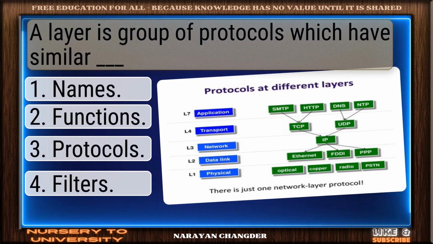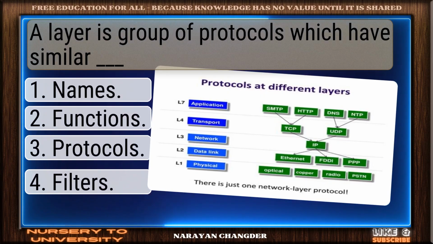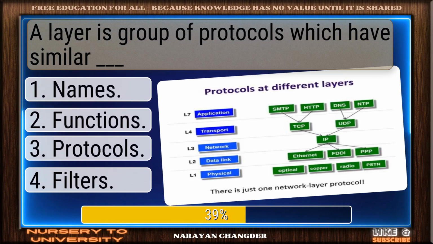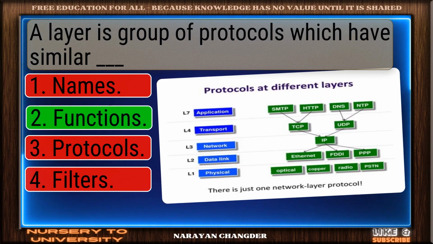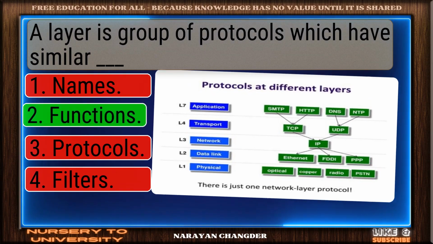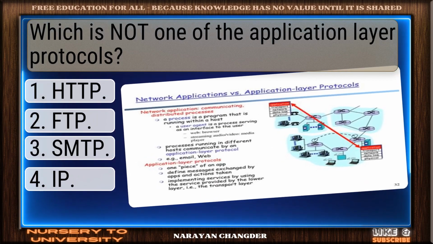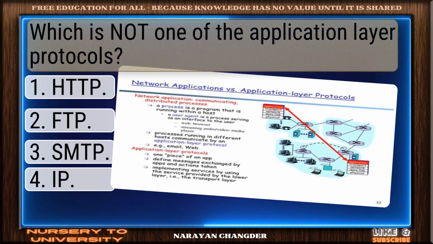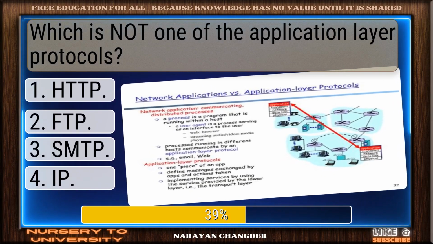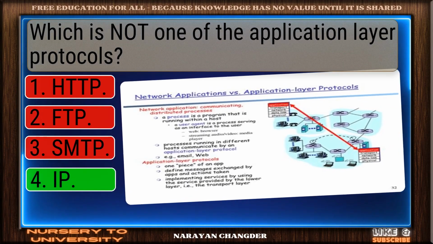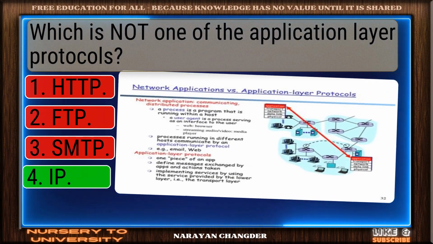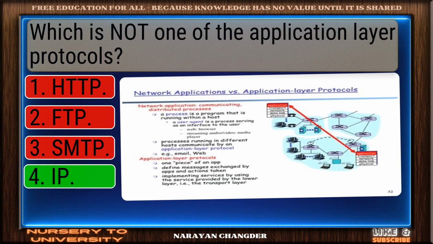Question number 21. A layer is a group of protocols which have similar dash. Nice work. You chose functions and it is correct. Question number 22. Which is not one of the application layer protocols? Clear logic. Your choice, IP, is sound and 100% true.